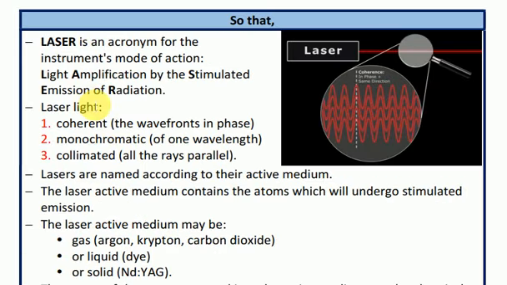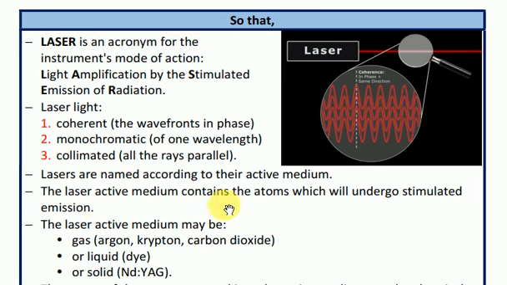That's why laser is an acronym for the instrument's mode of action, which means light amplification by the stimulated emission of radiation. So laser light will be coherent, monochromatic, collimated. Now the lasers are named according to their active medium.